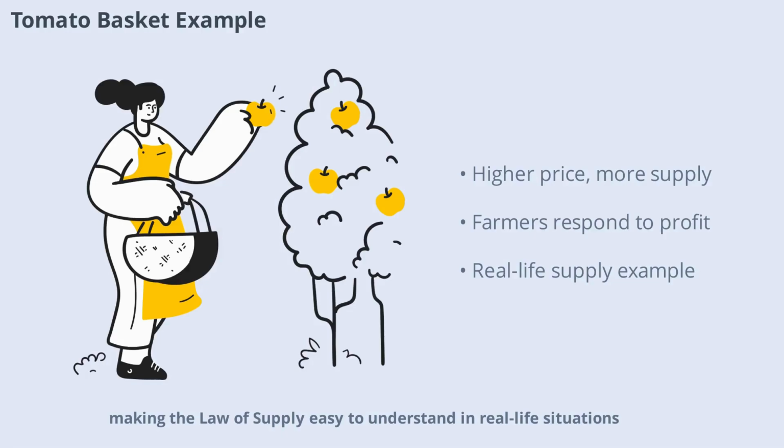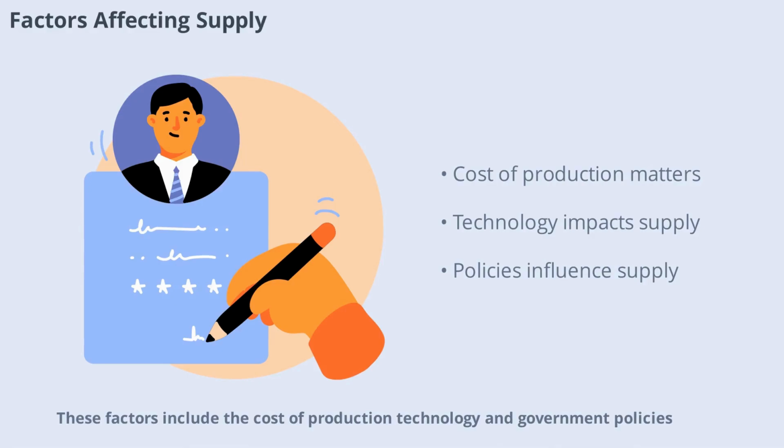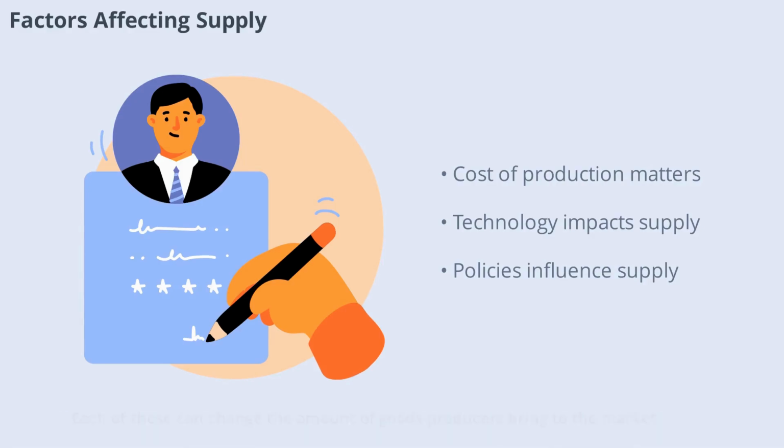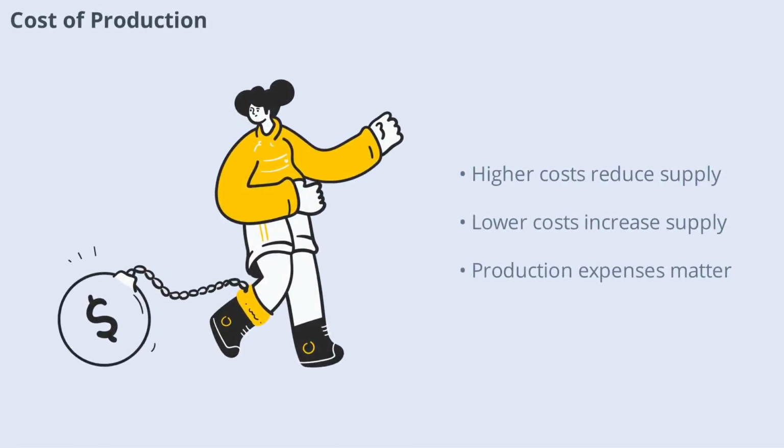Supply isn't just influenced by price. There are several other important factors that can affect how much producers are willing to supply. These factors include the cost of production, technology, and government policies. Each of these can change the amount of goods producers bring to the market regardless of price. Understanding these factors helps us see the bigger picture of supply and why it can fluctuate even when prices stay the same.